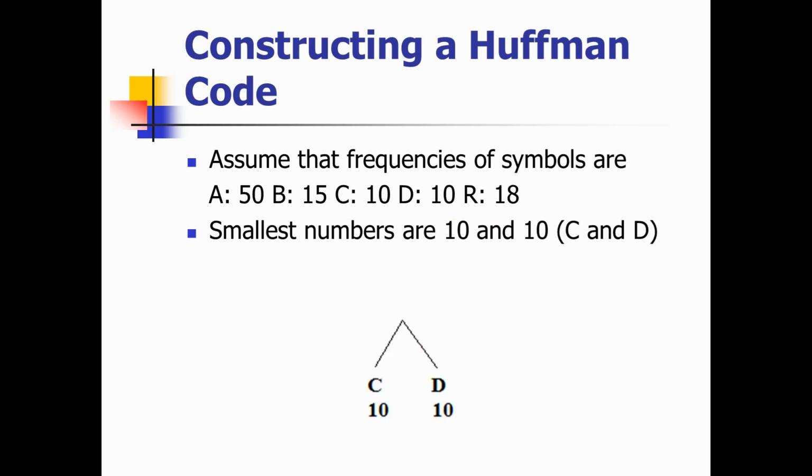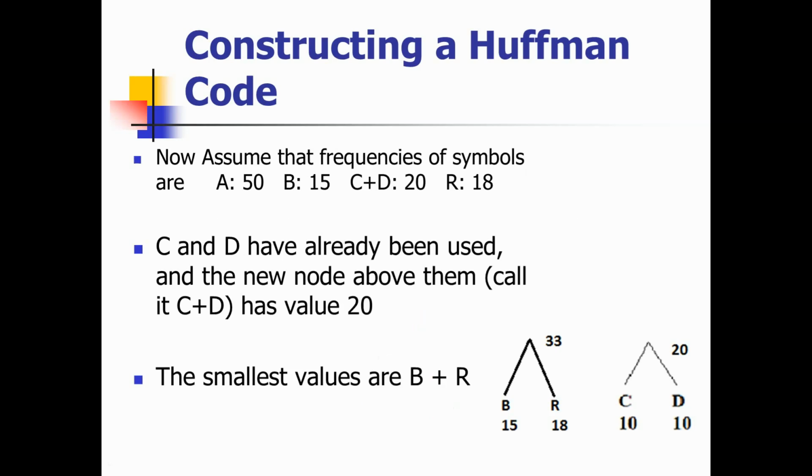And now what we are going to do is build the 2 together to form a tree, the tree of C and D. And of course, this tree occurs 20 times, which is the sum of C and D. Once we have done that, you see now we have only 4 nodes: A, B, the C and D tree, and R. And we repeat the same process. Find the next 2 smallest values. 50, 15, 20, and 18.